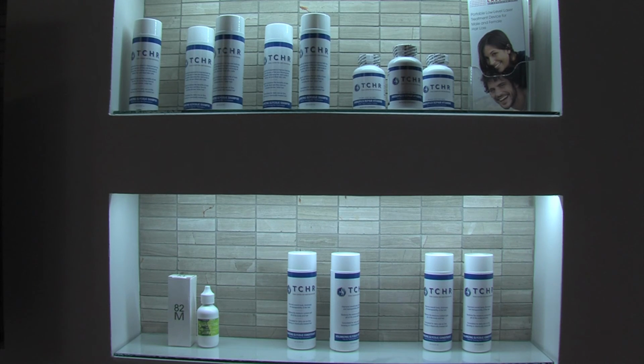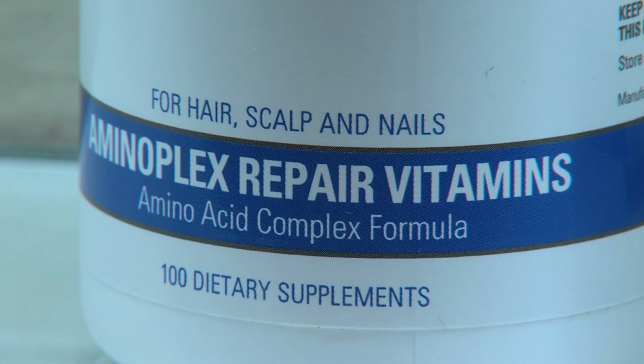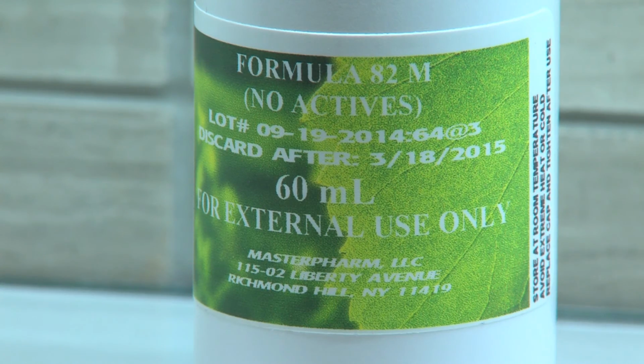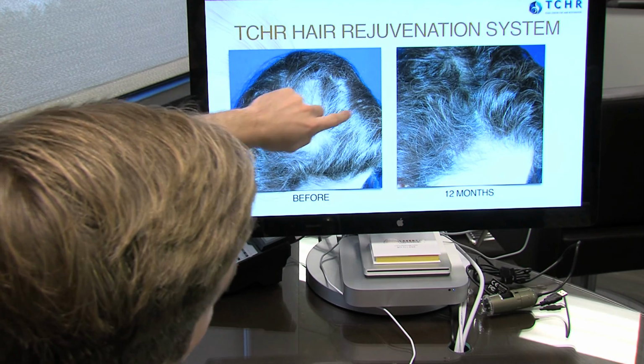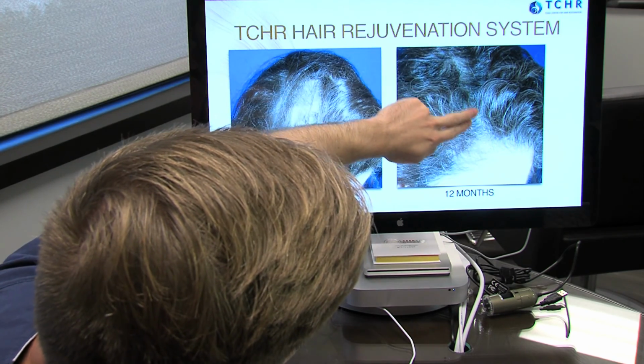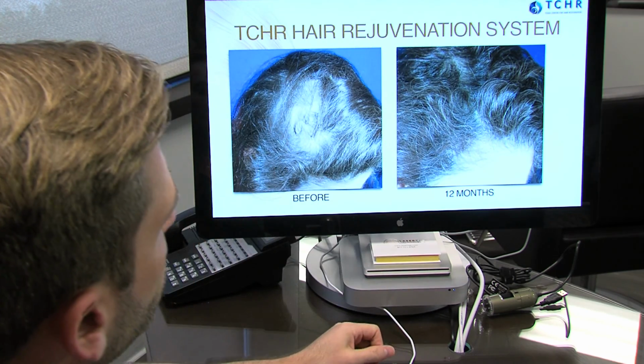Using the TCHR hair rejuvenation system, which consists of the shampoo, the conditioner, the keratin supplement, and the Formula 82M minoxidil, as you can see, you begin to see results at 4 to 6 months, but it's really at 12 months where you'll really start to see its full benefit.